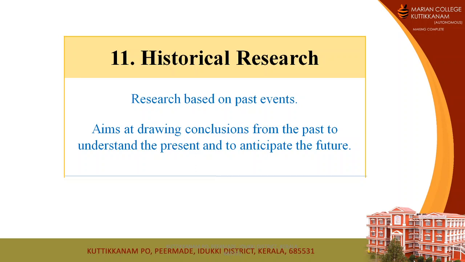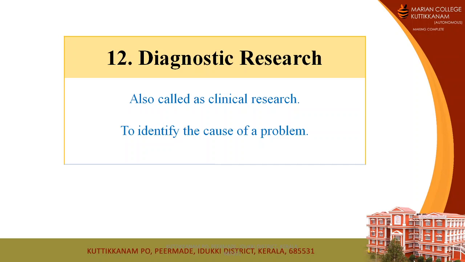Now we move on to the next type of research, that is historical research. From the word itself it is clear that we study something about the past or things that have happened some time back. So historical research looks at historical events of the past, economic, social and cultural movements. For what purpose it is being studied? Yes, to draw conclusions from the past in order to understand the present as well as to anticipate or to forecast the future.